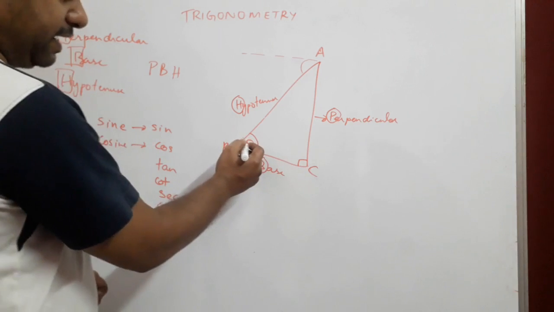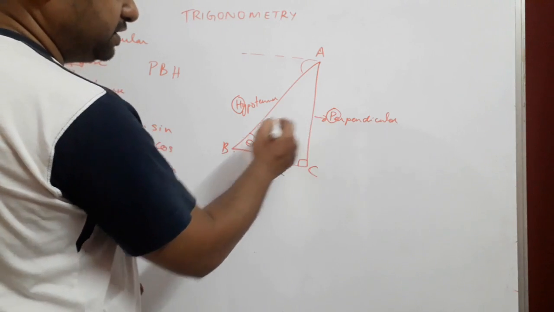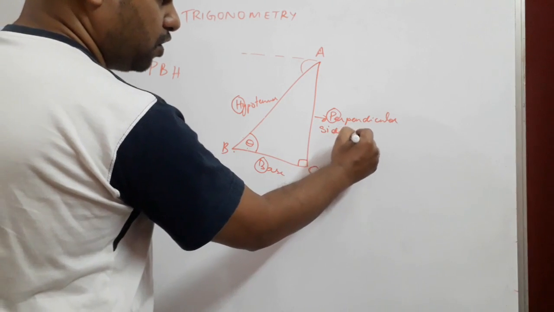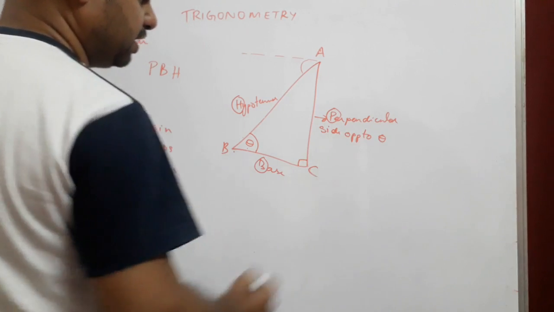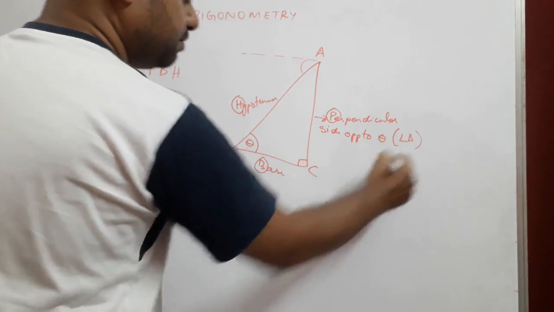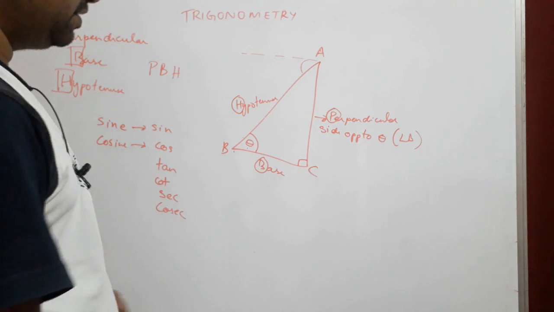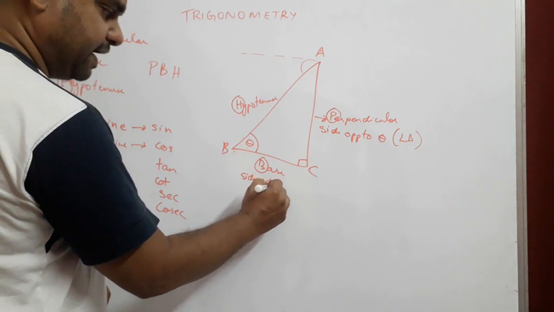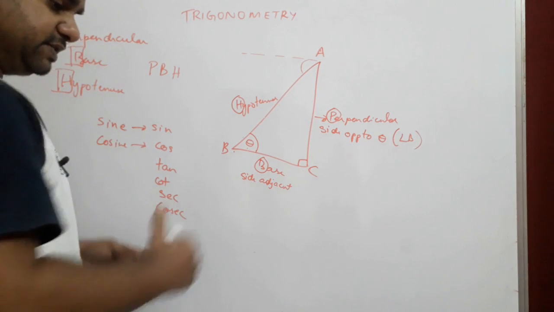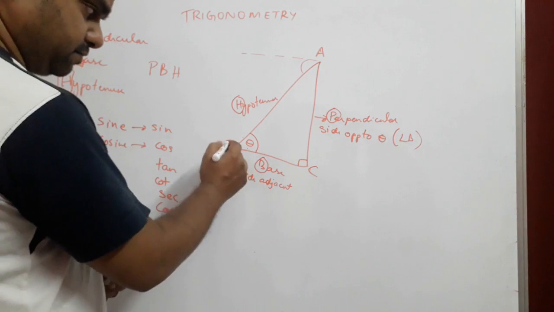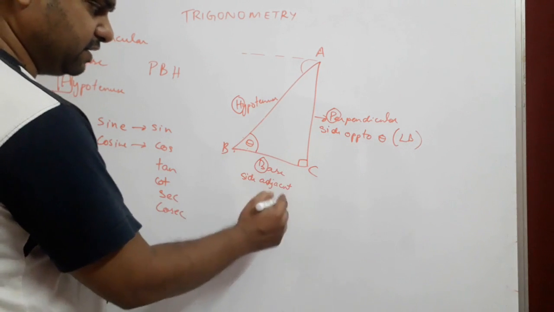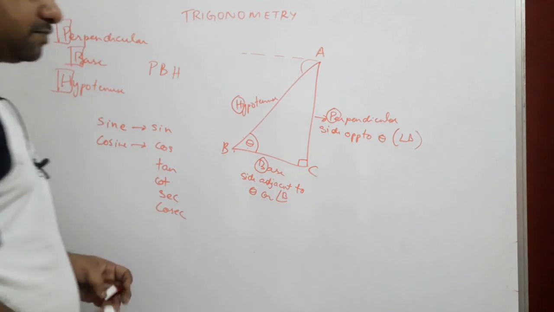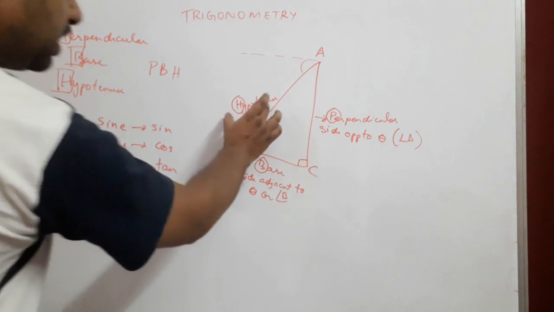Now, if theta is the angle, then the side opposite to theta will be which one? AC. So this will be the side opposite to theta, or we can say angle B. What about BC? BC will be regarded as the side that is adjacent. Adjacent means next to. So this side is next to this angle. Side adjacent to theta or angle B. And this is of course the hypotenuse.